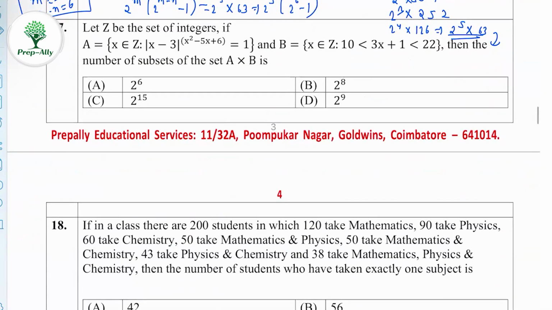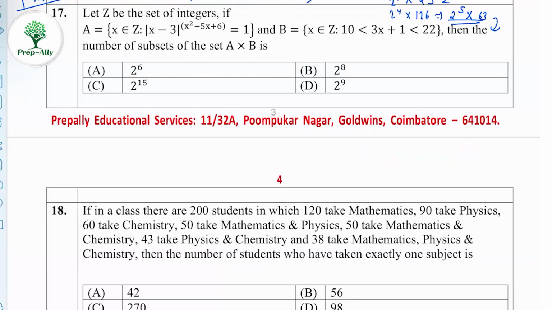Okay. Next, Z is the set of integers for which this is 1. So when will this be 1? This will be 1 if the base is 1 or minus 1, or the exponent is 0. So the base is 1 or minus 1: x minus 3 is 1, or x minus 3 is minus 1. So that means x can be 4 or x can be 2. When the base is 1, 1 power anything is 1. Or if x square minus 5x plus 6 is 0, then x is equal to 2 or x is equal to 3.